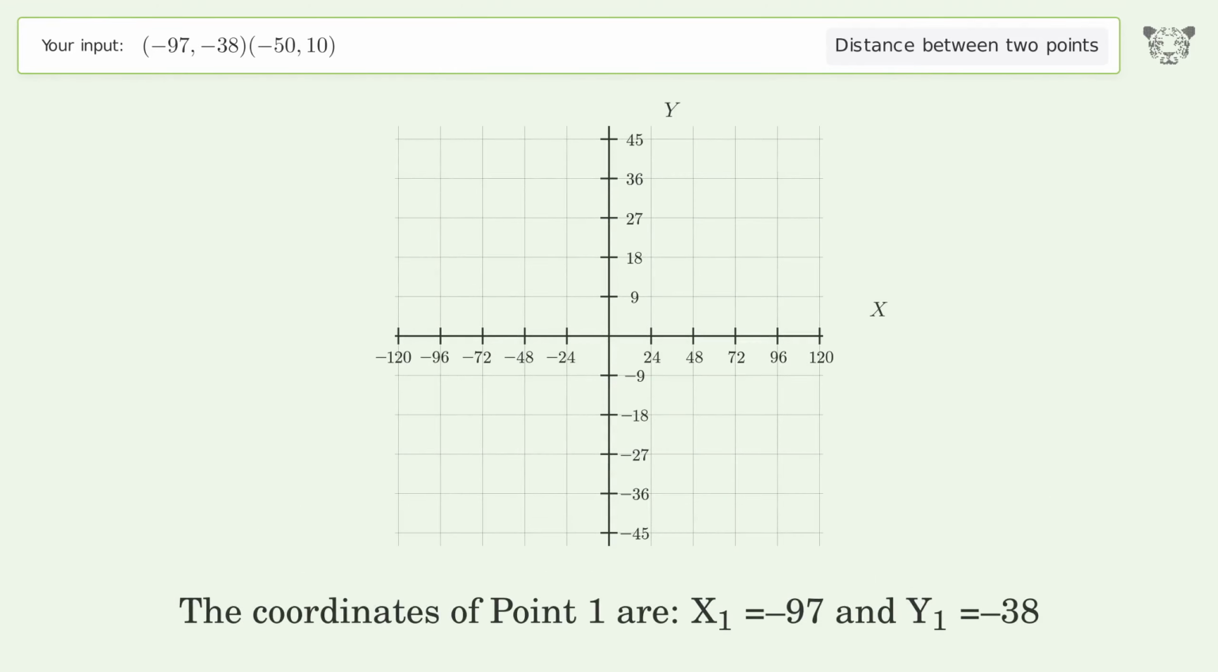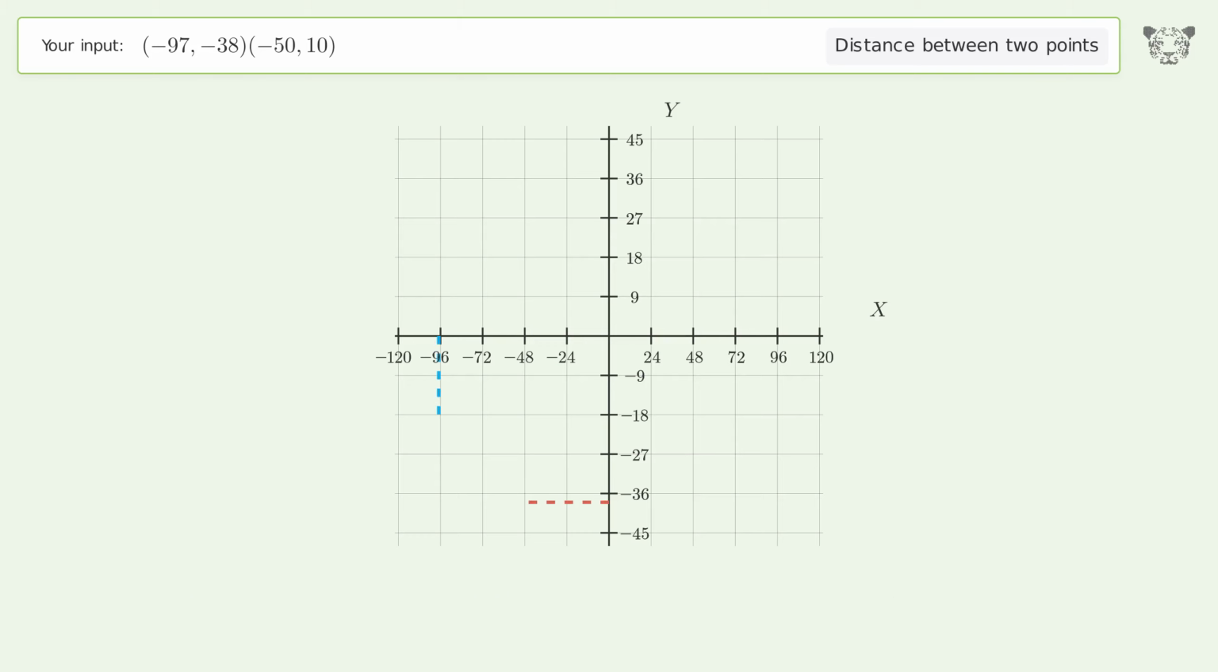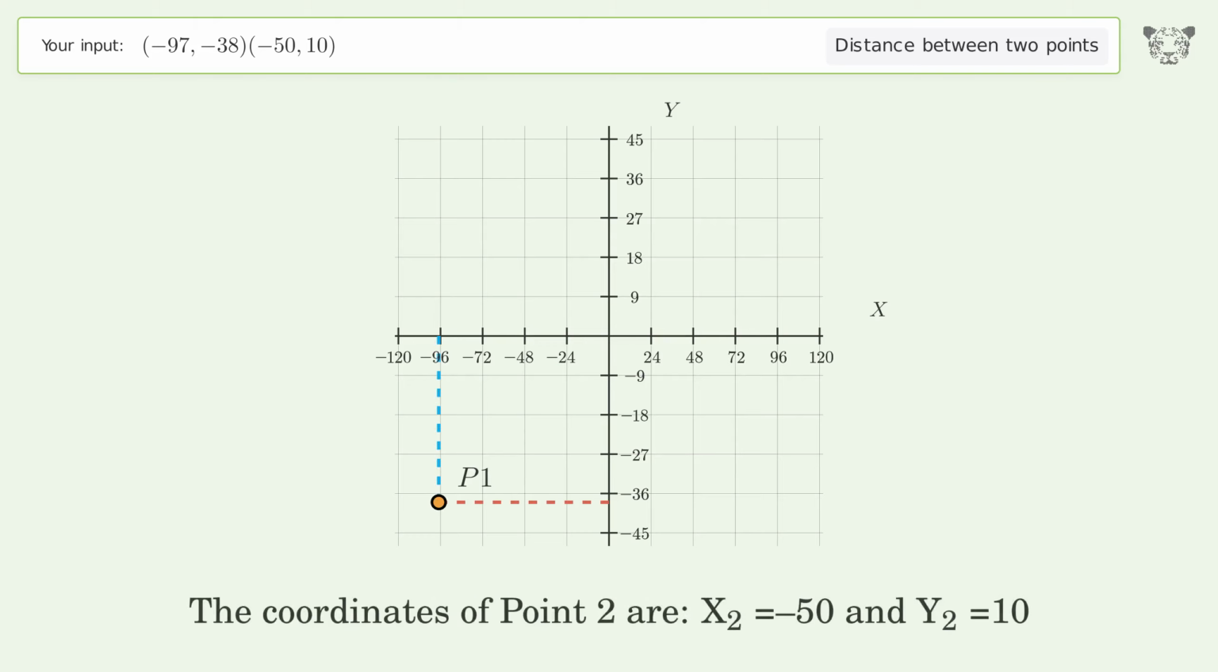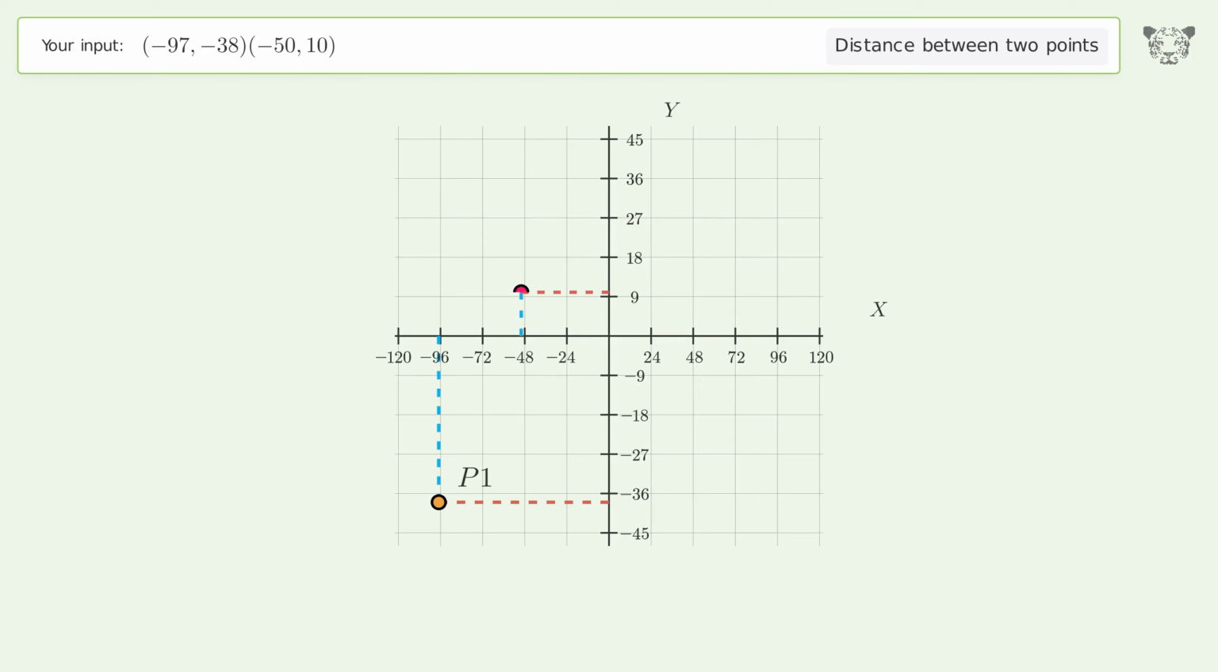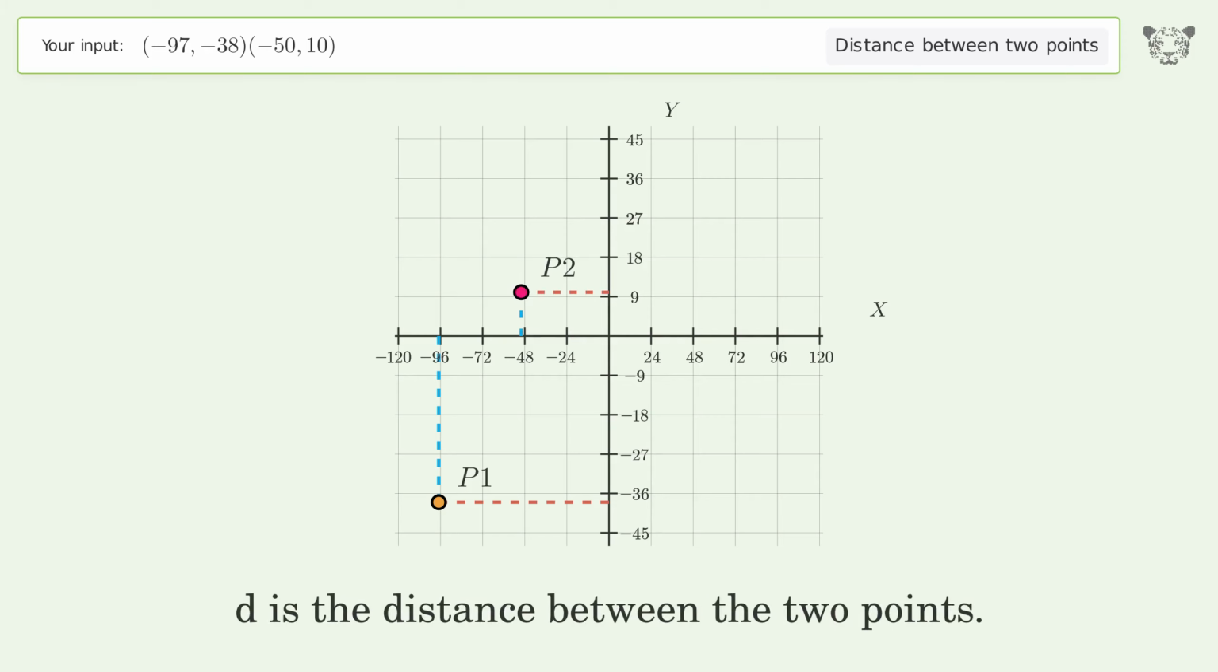The coordinates of point 1 are x1 equals -97 and y1 equals -38. The coordinates of point 2 are x2 equals -50 and y2 equals 10. D is the distance between the 2 points.